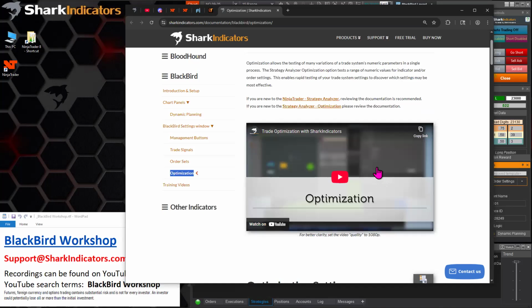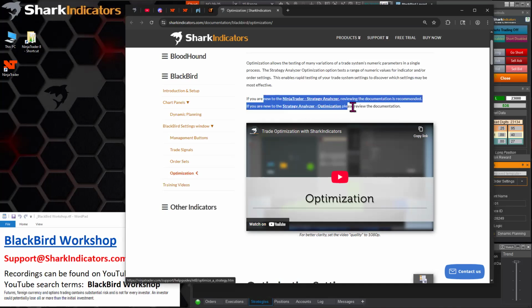So, you know, put those on 1 1/4 speed and fly through those. Optimization is pretty simple, pretty straightforward, nothing sophisticated about it. But also, make sure you do understand how to use NinjaTrader's strategy analyzer to run the optimizer. That is a component of the strategy analyzer. So there's 2 links there to Ninja's documentation for that.